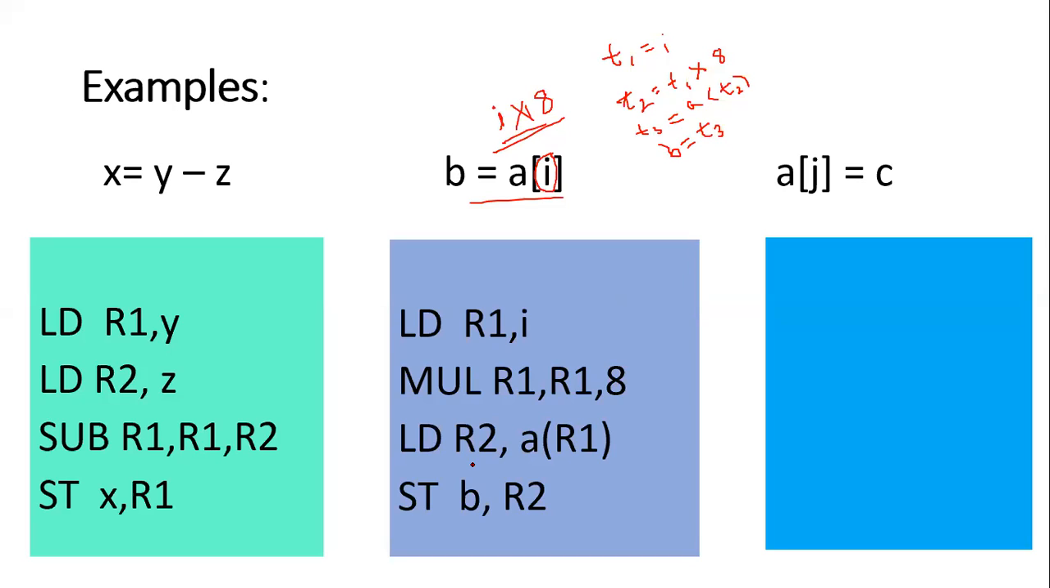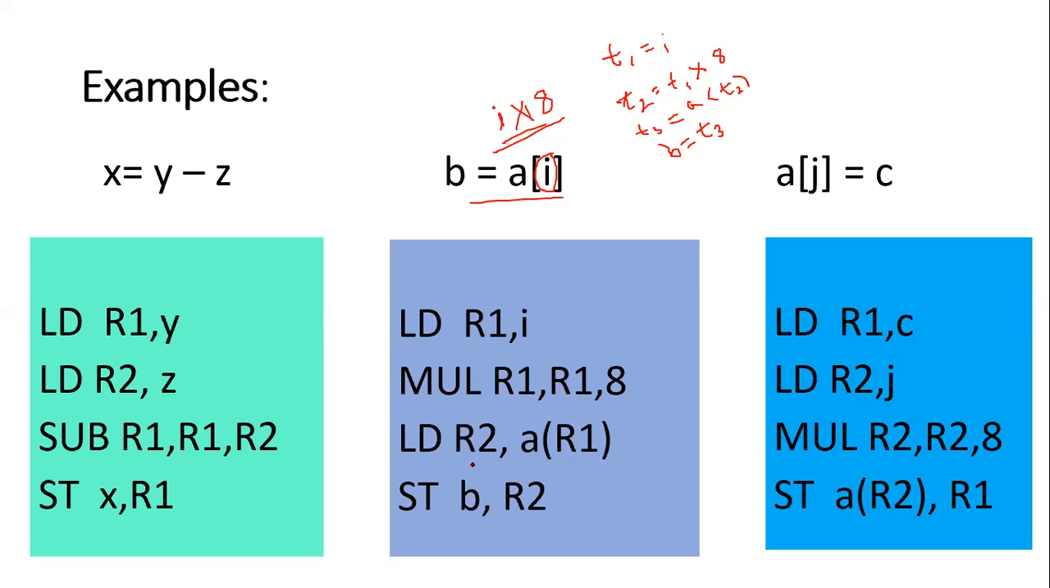A of J equals C. Then how to do this? Here also, first you load C to R1, then you load J to R2. Now we have to do R2 multiplied by 8, so you multiply R2 with 8, and the result will be stored in R2 itself. Then you have to store R1 to A of R2. So this is how to generate the code for this particular example. I hope it's clear, and we'll take a few more examples.